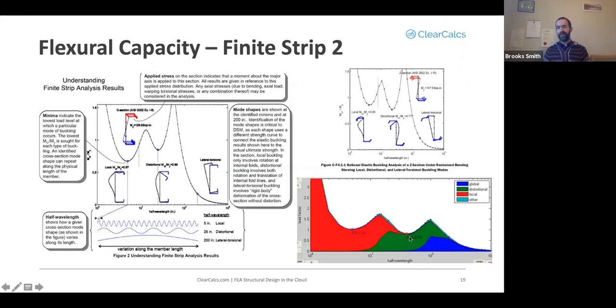So usually you're going to have two local minima show up in these plots. The first one at the lower half wavelength is going to represent your critical local buckling capacity, and the second one is going to represent your critical distortional buckling capacity. If you wanted to use finite strip analysis for global buckling, you could as well. However, that's going to be dependent upon length. You're going to pick out the global buckling capacity at the length of your beam. But usually, you're just going to use this for local and distortional buckling and take those two local minima. Those are going to be equal to your MCRL and MCRD.